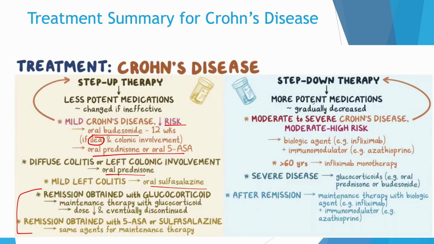Step down therapy, you're going to start with probably a biologic or immunomodulator. If they're older than 60 years old, you're going to want to use infliximab, which is not necessarily something I need you to remember for right now. You're also going to use short-term glucocorticoids like prednisone and budesonide, and then transition over to remission maintenance therapy.